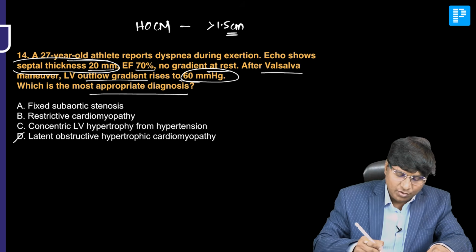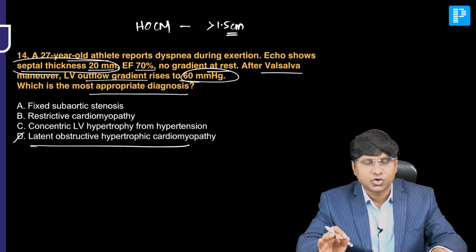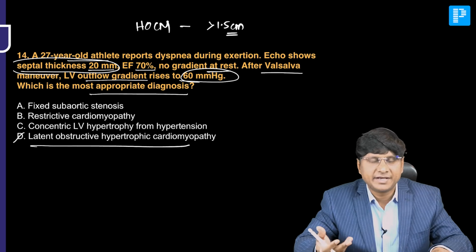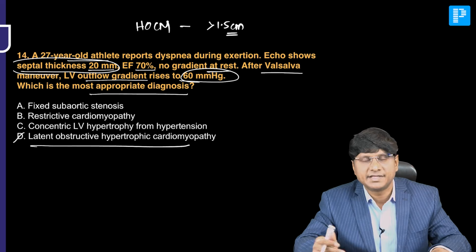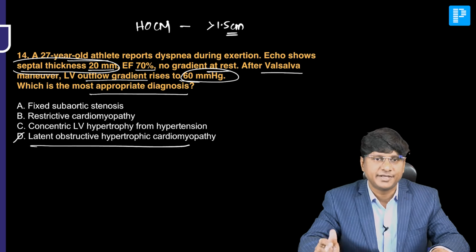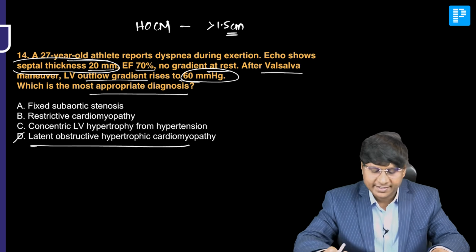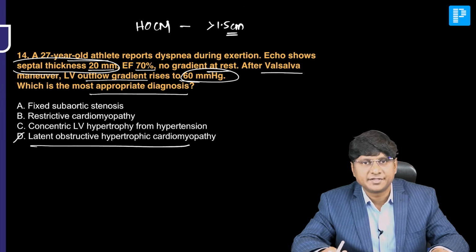So what is it suggestive of? It is suggestive of latent obstructive hypertrophic cardiomyopathy. Why am I using the word latent? Because at rest there is no gradient. Only upon doing Valsalva, the gradient has increased to 60 millimeters of mercury. So this we call the latent obstructive hypertrophic cardiomyopathy, right?